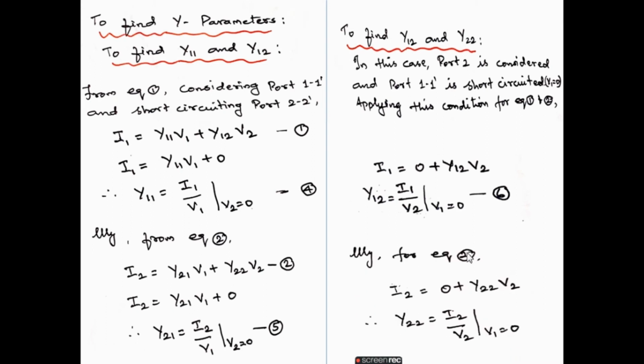And if we substitute V1 equal to 0 in equation 2, we get Y22 equal to I2 by V2. That is output current divided by output voltage. In this case, the numerator variable is from port 2 and the denominator variable is also from the output port. Hence, Y22 is called the output admittance, that is, the output driving point admittance.